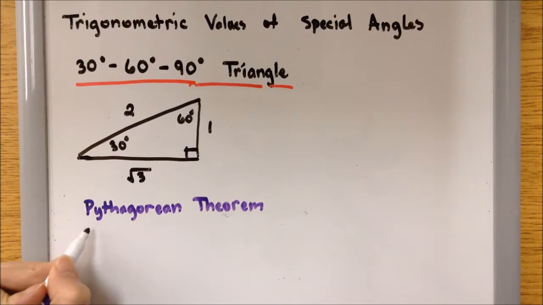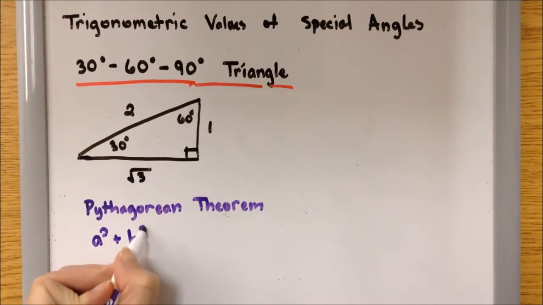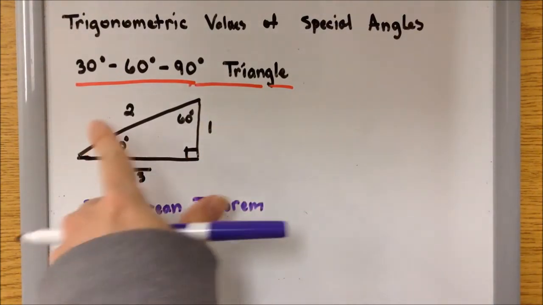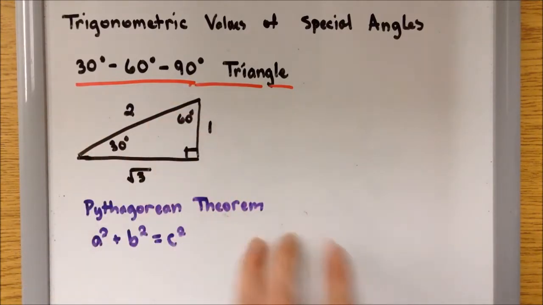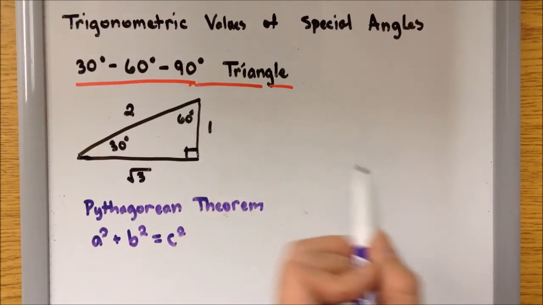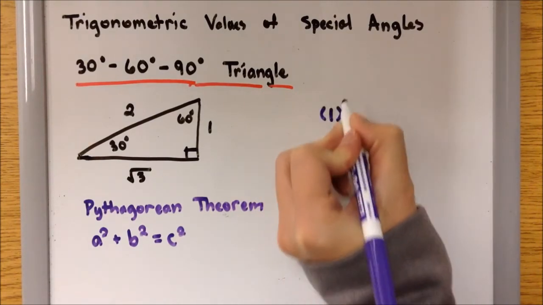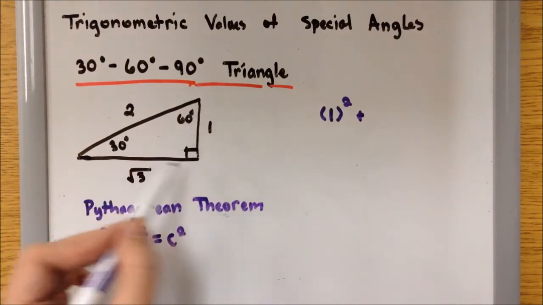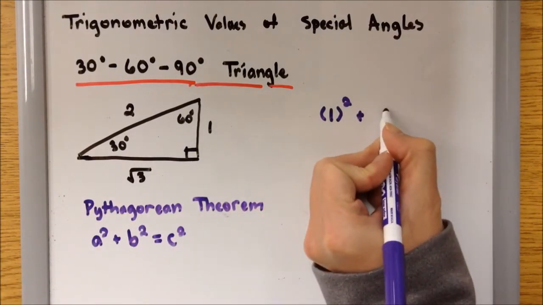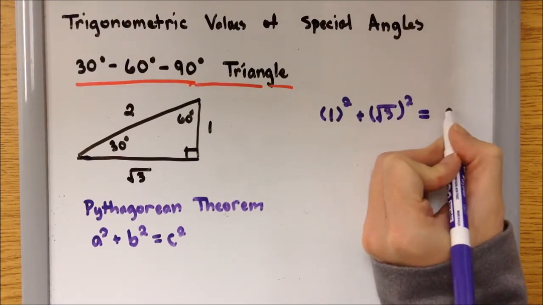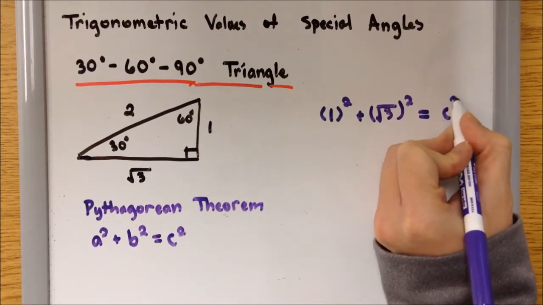So to review, the Pythagorean theorem is always a squared plus b squared equals c squared. Now I'm going to do the work here just to show you why we have these numbers and how they are connected to each other with these angles. a squared is always the shortest side, which is 1, so I'm going to write 1 squared, plus b squared, and b is usually the longer side. So this one's the square root of 3 squared, equals c squared, the hypotenuse, but I'm not going to put in the value yet. I will show you why we get that value.